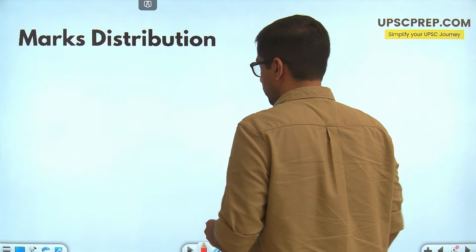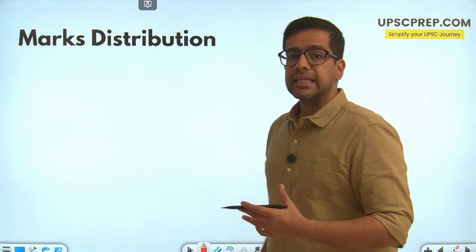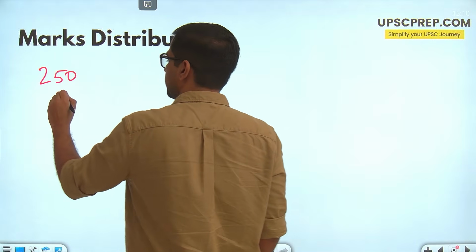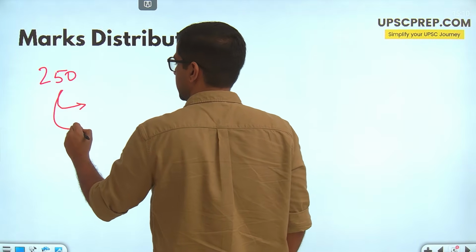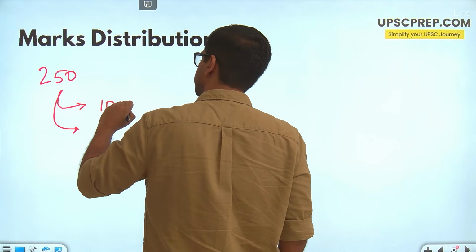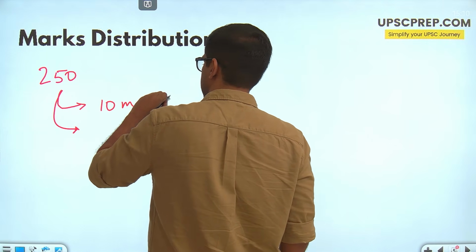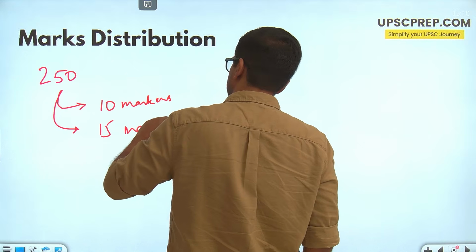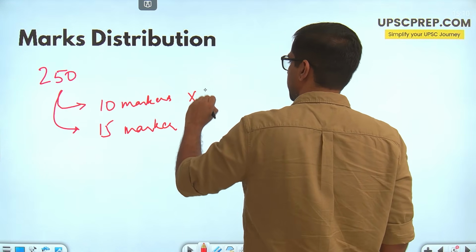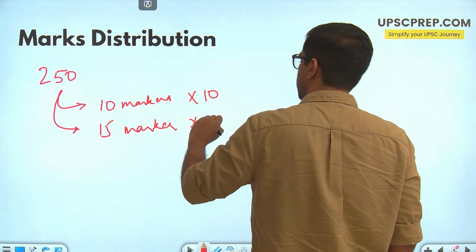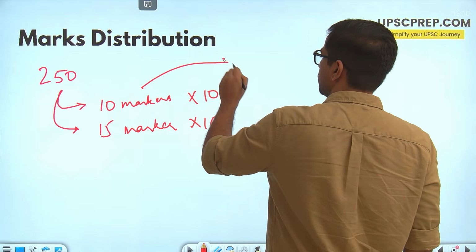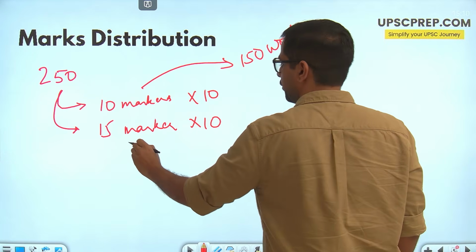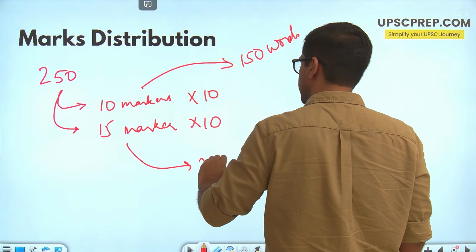Now let's talk about marks distribution. Marks distribution का क्या idea है that each of your GS papers is a 250 marks. Now these 250 marks are divided into 2 parts. The first part is 10 markers and the second part is 15 markers. You have 10 of each kind for a total of 250 marks, right? 10 markers, you're supposed to write 150 words. And for 15 markers, you're supposed to write 250 words.